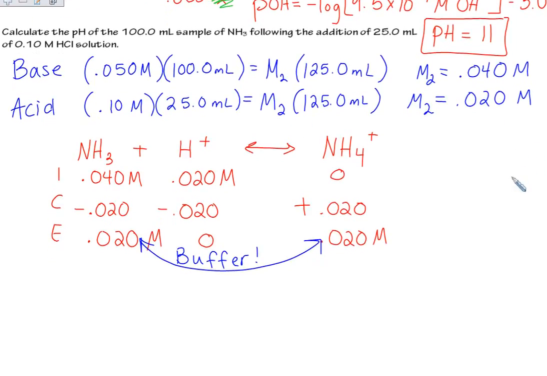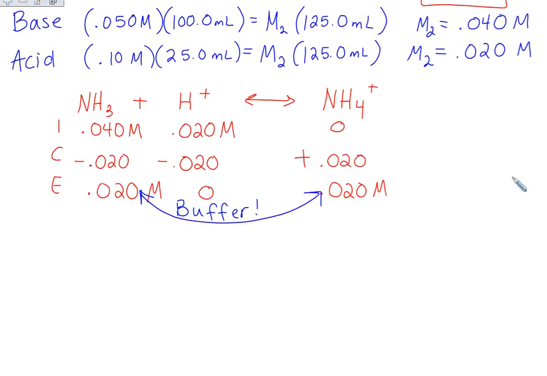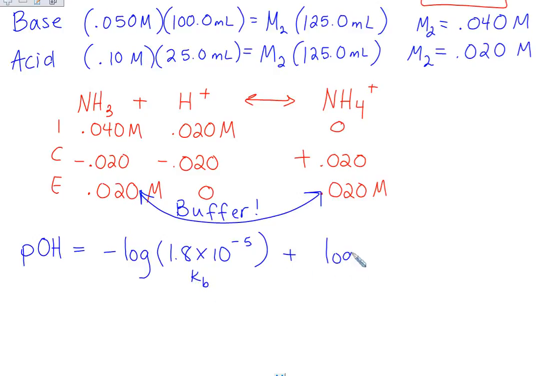Now, there's a couple ways you could do the pH. I kind of like to use the Henderson-Hasselbalch, but the basic version is not in your packet this year. I don't know why, but it's pretty easy to switch the acidic version to the basic version. It's just pOH equals the opposite log of the Kb, which they gave us originally. I think it was 1.8 times 10 to the negative fifth. So this is the Kb, plus the log. And it's really similar.